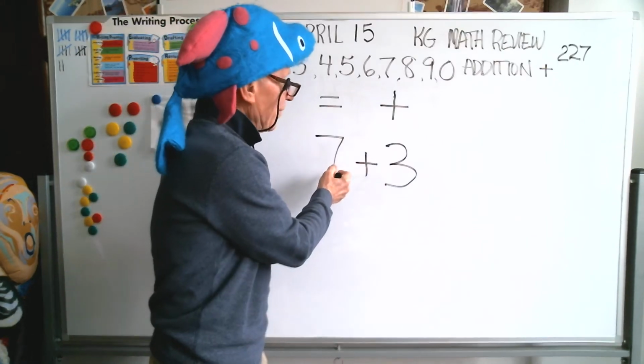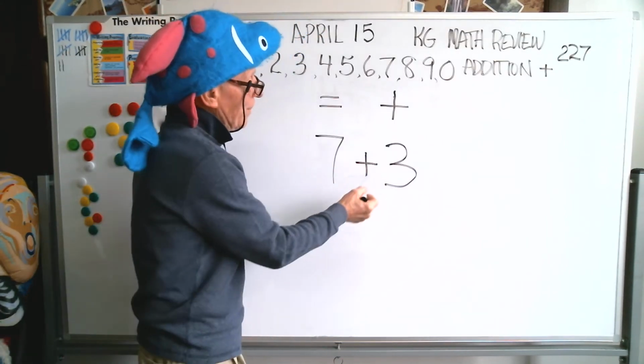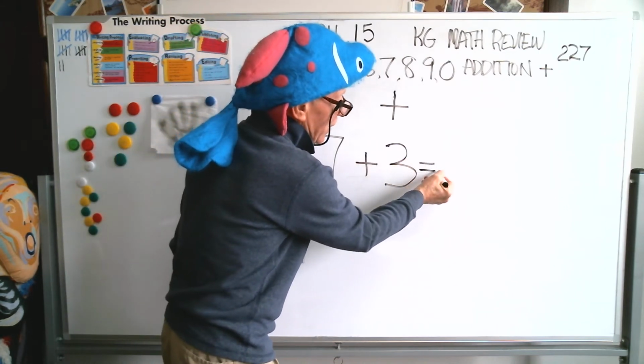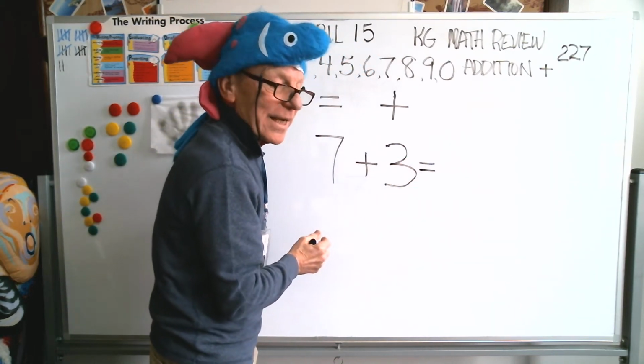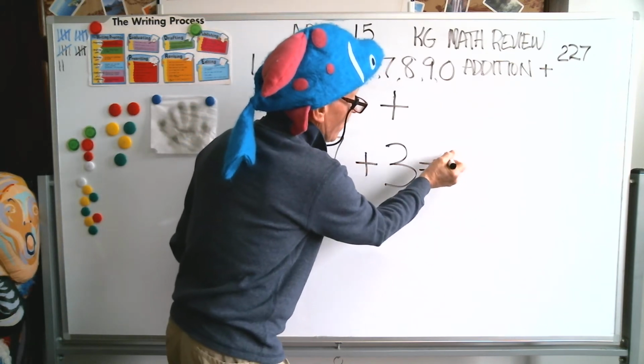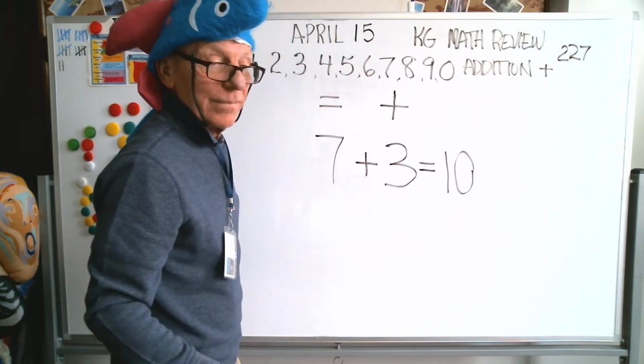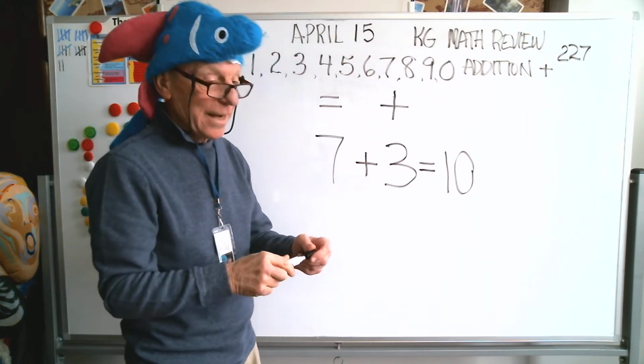So we have 7, and we're going to add 3 more. 1, 2, 3, 7 plus 3. There's that equal sign. Don't forget that. Equals 10. Altogether, there are 10 birds.